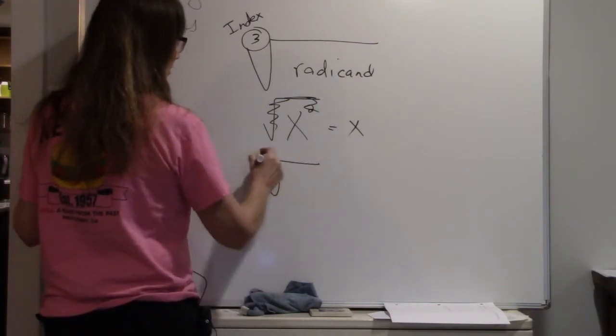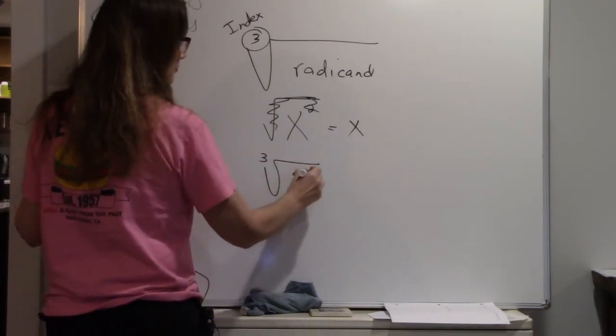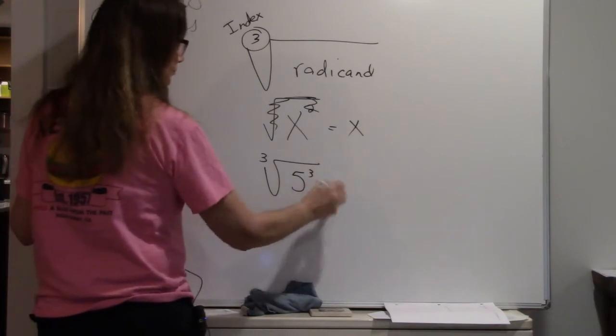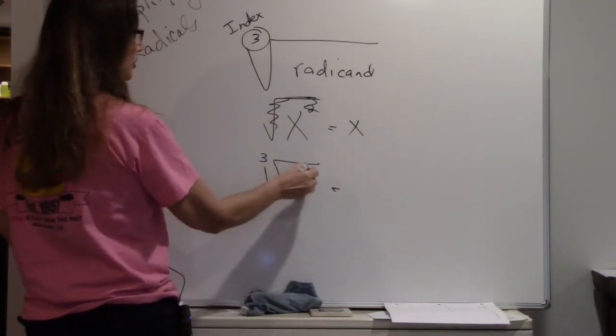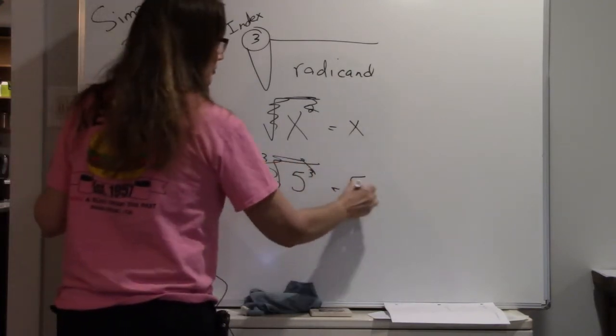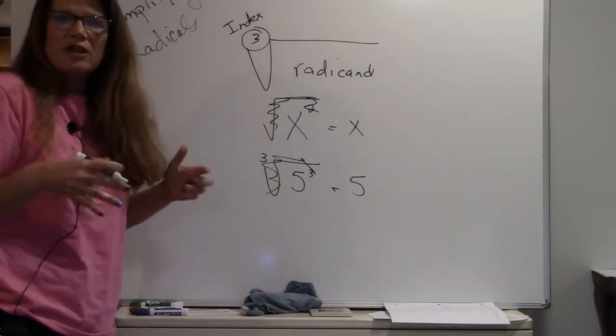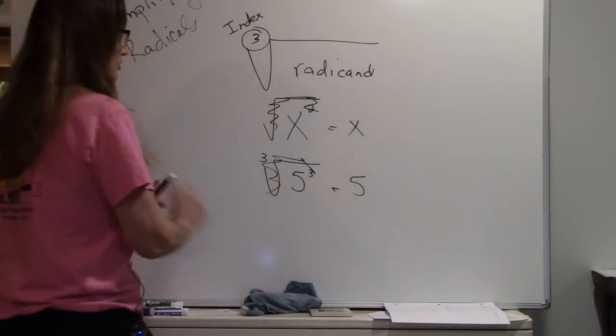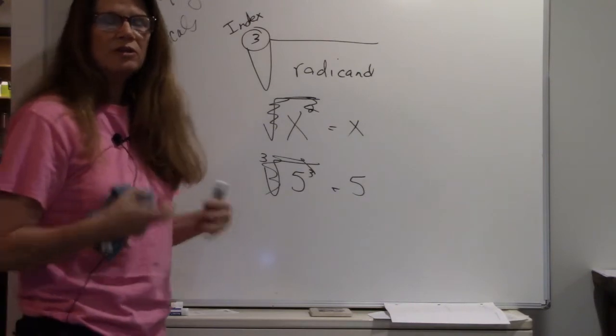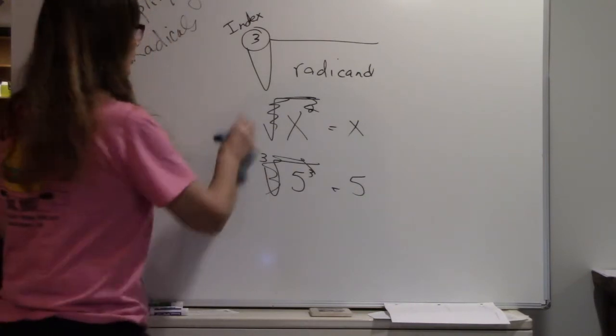So if I had the cube root of 5 to the third power, the cube root and the power undo each other, so I end up with just 5. So that's just kind of the basics of a root. It's what number do you multiply together, the index number of times, in order to get the radicand.